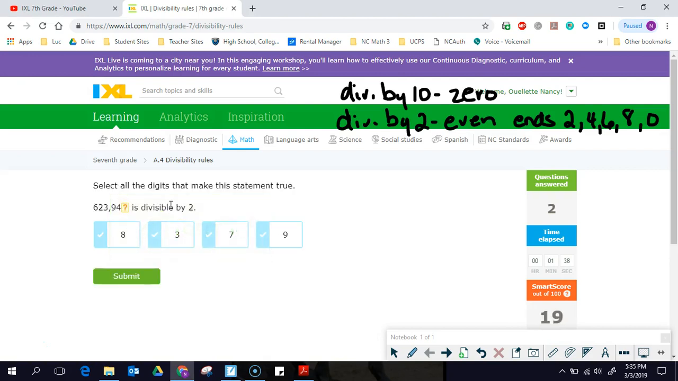Let's see. Select all the digits that make this statement true. 623,940 something is divisible by 2, so we need to choose the even numbers, and there's only one. 8 is the only one.